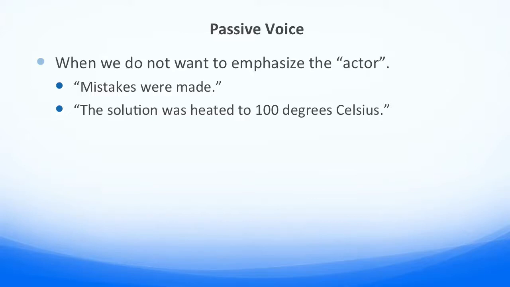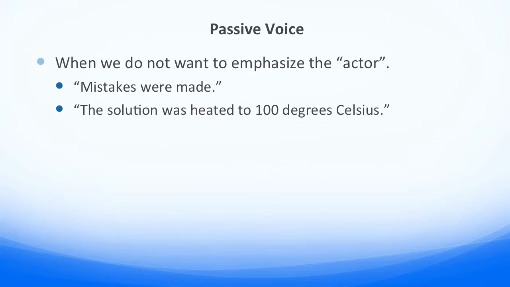So, when might passive voice be appropriate and even preferable? We might choose passive voice when we do not want to emphasize the actor, either because for some reason we don't want to associate someone with the action, like in the first example, "mistakes were made." No one wants to take the blame. Or we might not want to emphasize the actor when describing a process or procedure, as in the second example.